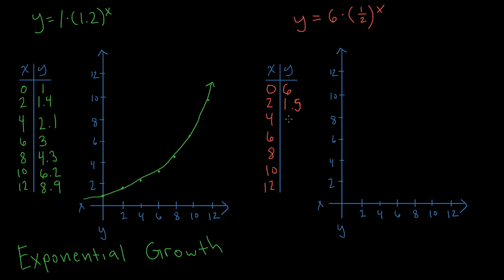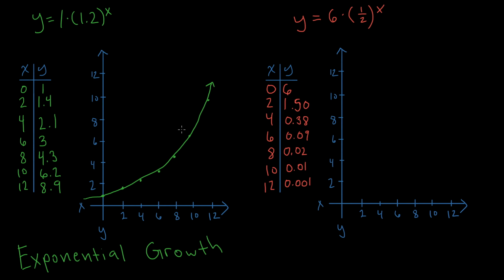So when x is 4, y is going to be 0.38. When x is 6, y is going to be 0.09. I'm going to round them to the 100th. When x is 8, y is going to be 0.02. And then when x is 10, y is going to be 0.01. And then when x is 12, y is going to be 0.001. So I'll take that one to the 1,000th.